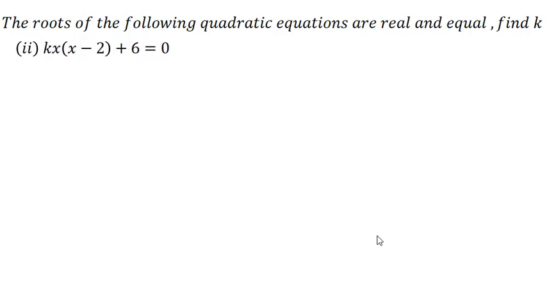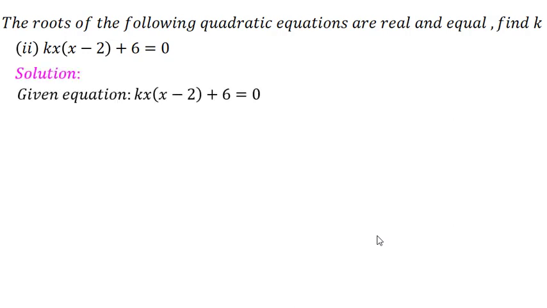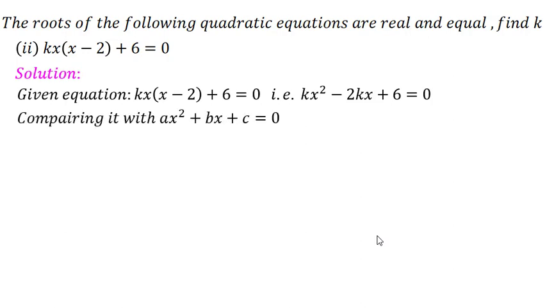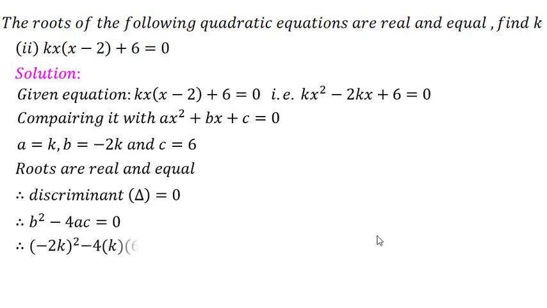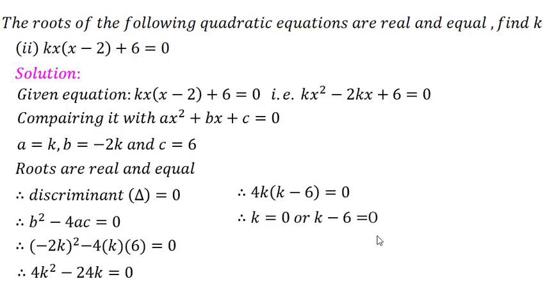Now let us move to the next question. Here again I have to find the value of k. So again what I will do, I will compare this equation with ax square plus bx plus c. I will get the values of a, b, c, and then as the roots are real and equal, I will say that discriminant is 0. So b square minus 4ac is 0. I will put the values of b, a and c, simplify it and get the value of k. So here I am getting the value of k as 0 or k as 6.